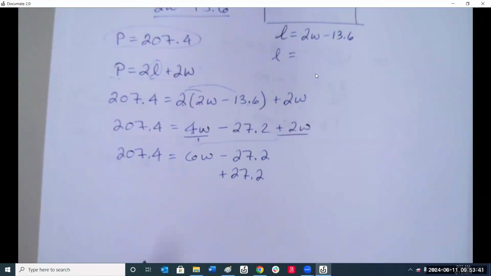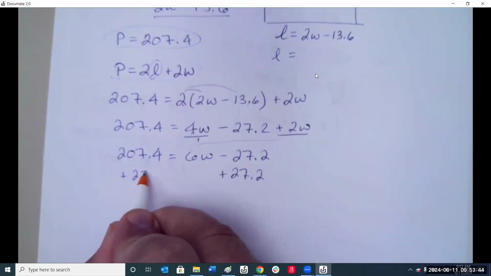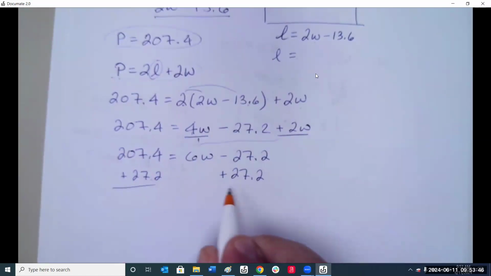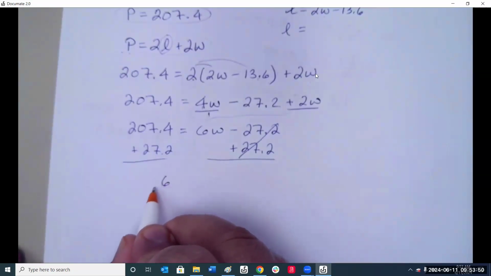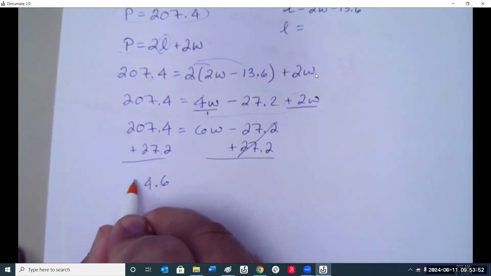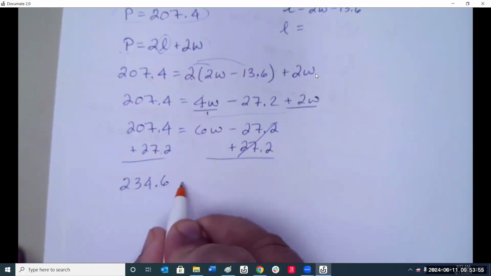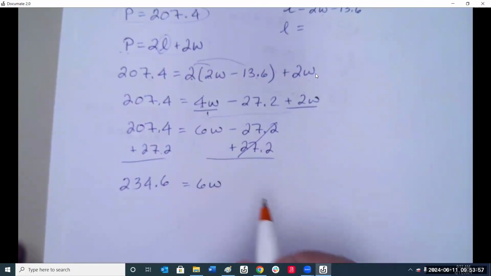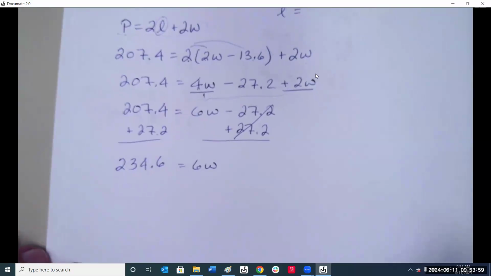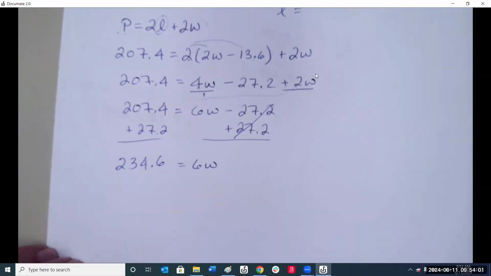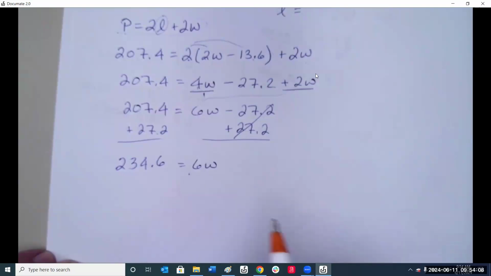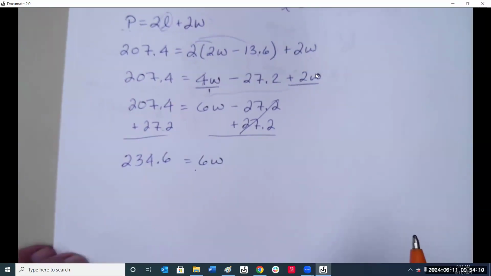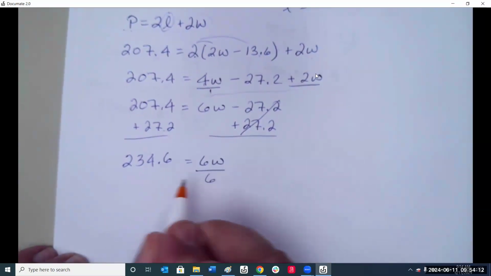Add 27.2 to both sides to get rid of that value. So we'll get 234.6 equals 6W. And then do what? Then we divide by 6 on both sides.